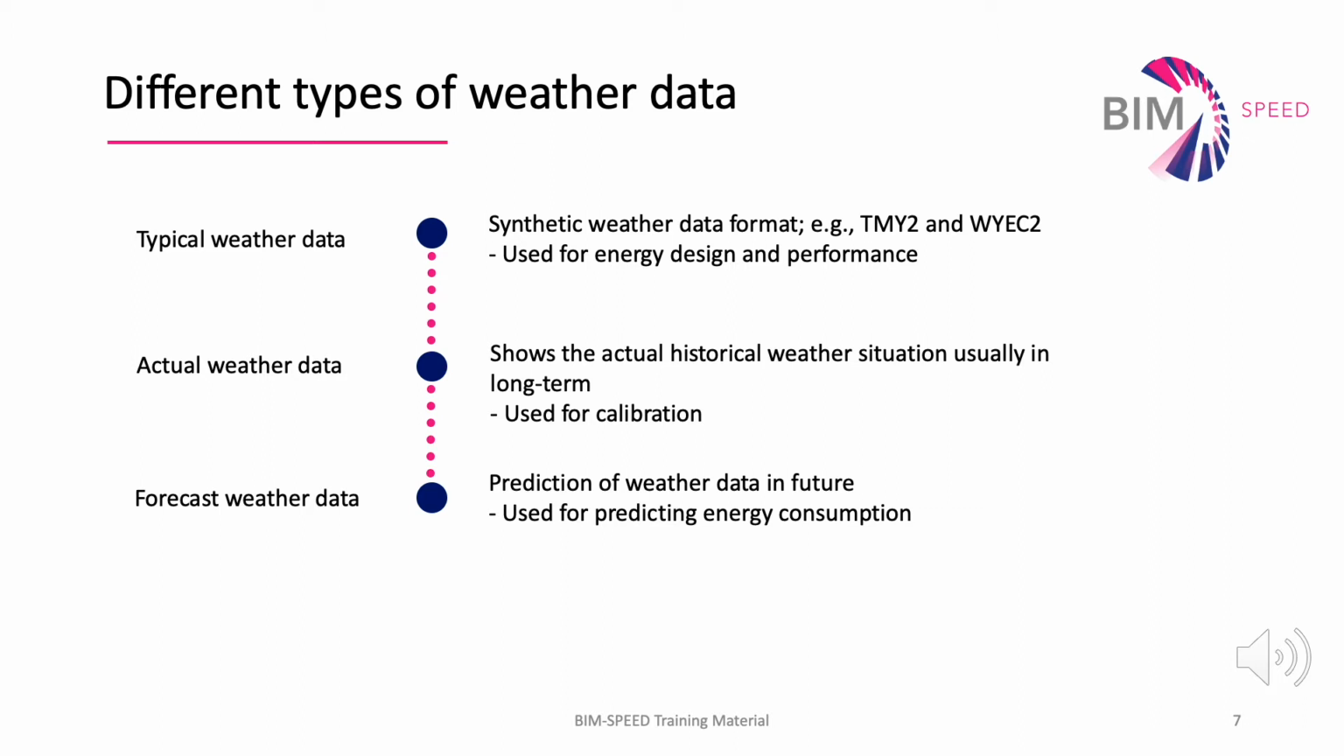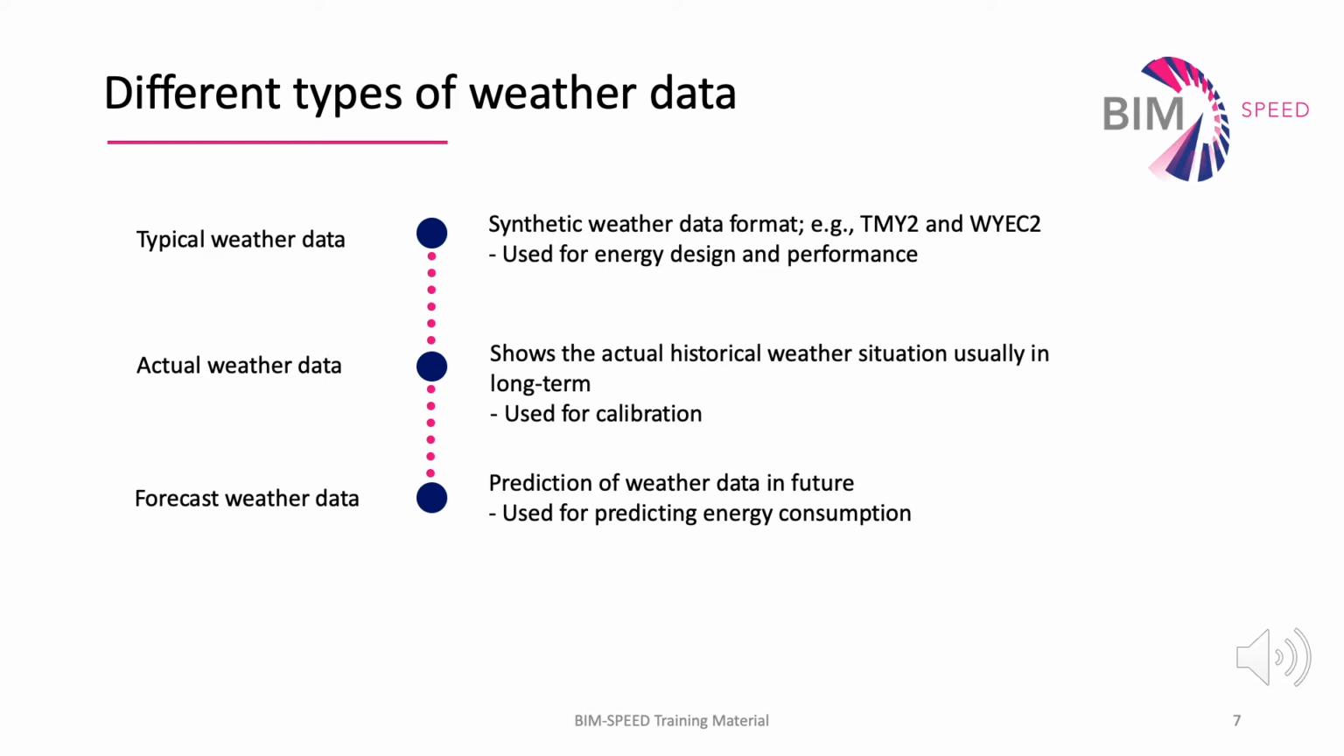The second weather data format is actual weather data. As the name implies, it is the real weather dataset in long term. And the last one is weather forecast data, which is provided by weather simulation approaches considering the climate change effect.